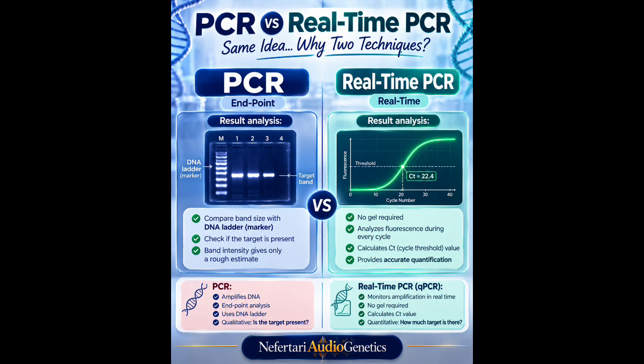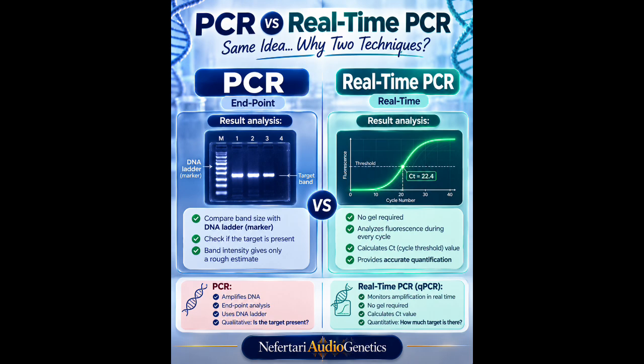Like every PCR reaction, it amplifies a specific DNA sequence through repeated cycles of three main steps: denaturation, annealing, and extension. Ideally, during the exponential phase of PCR, the amount of target DNA approximately doubles with each cycle, producing millions of copies of the desired sequence.